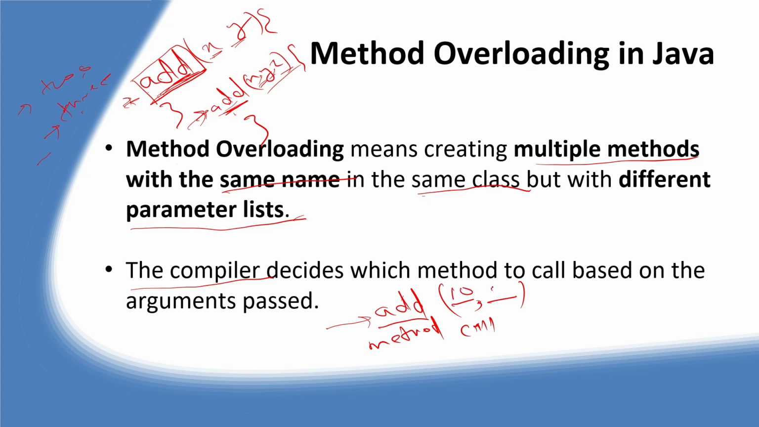Let's say I have provided two arguments. Then the compiler will check which method has two parameters, and it will execute that method. And if we provide three arguments, the compiler will first check the method name. Two methods, no problem. Then it will check the arguments: three arguments, so it will go for this one. So the compiler decides which method to call based on the arguments passed, and it automatically selects the correct version.